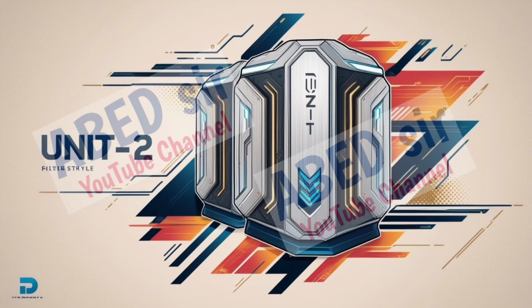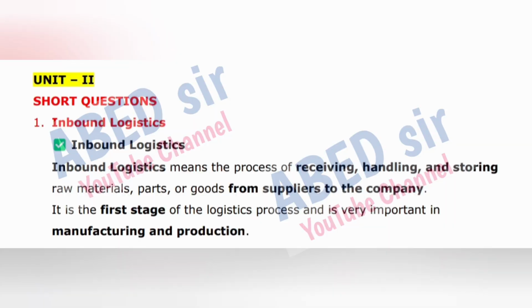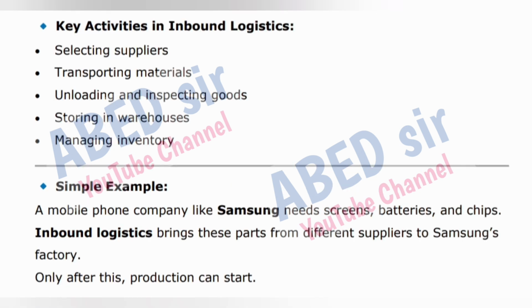Unit 2. First important short question is Inbound Logistics. Inbound logistics means the process of receiving, handling, and storing raw materials, parts, or goods from suppliers to the company. It is the first stage of the logistics process and is very important in manufacturing and production. Key activities in inbound logistics: selecting suppliers, transporting materials, unloading and inspecting goods, storing in warehouse, managing inventory.